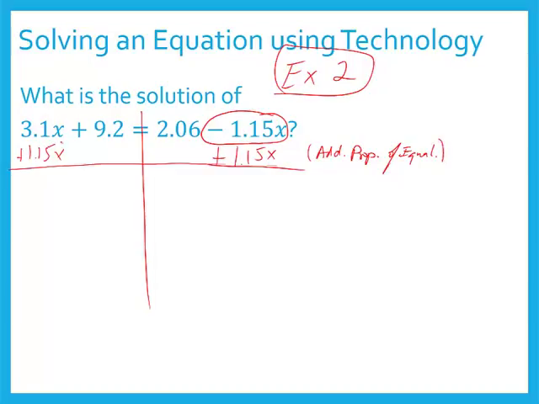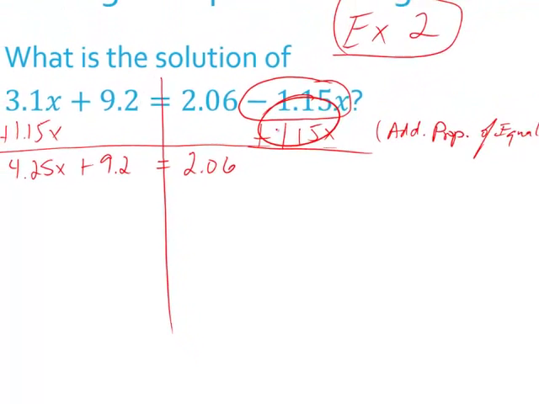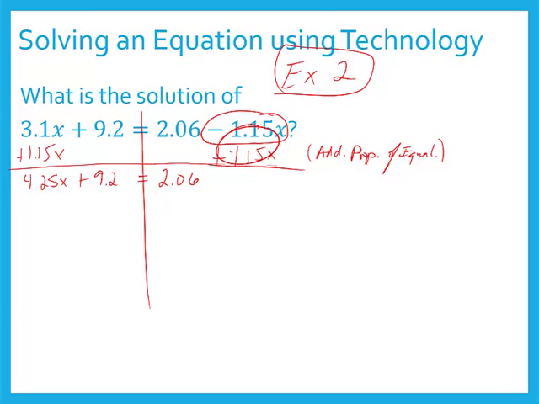Okay, so then 3.1 plus 1.15 is 4.25x plus 9.2 equals, bring down your 2.06, and this adds to 0, so put a big old 0 through it. Now, very simple. All we need to do is get the variable by itself. So take the term with the variable, circle it, and we now need to subtract the 9.2 from both sides to get rid of it. 9.2 minus 9.2. Draw your line. That is the subtraction property of equality.